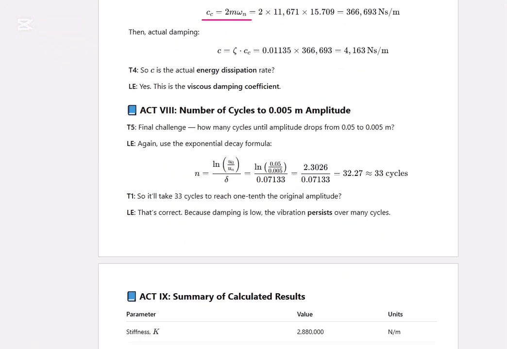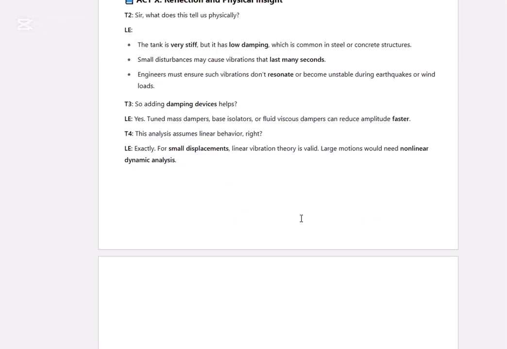Number of cycles to reduce the amplitude to this much. How many cycles does it take until the amplitude goes from 0.05 to 0.005? 33 cycles. So it will take 33 cycles to reach 1/10 of the original amplitude. That's correct, because damping is slow. The vibration persists over many cycles.